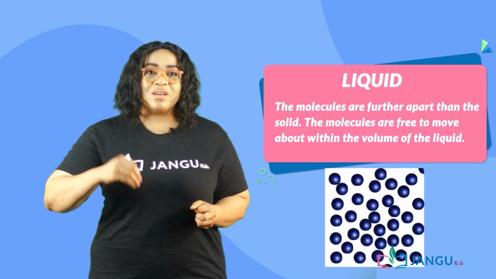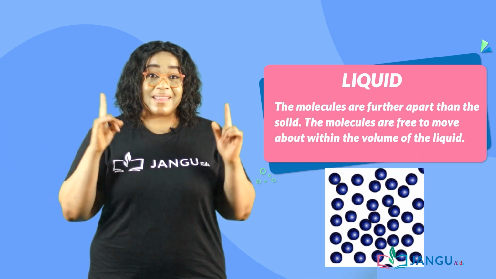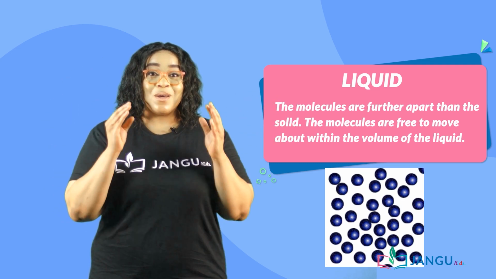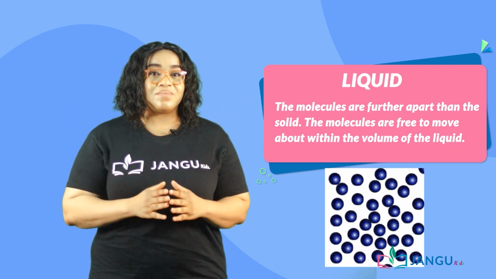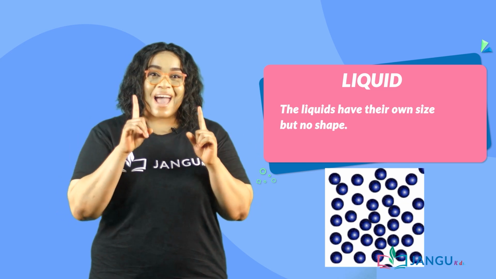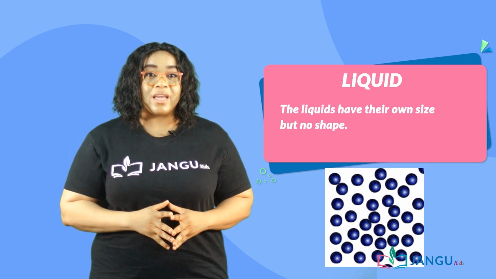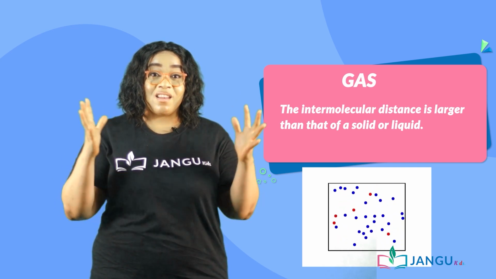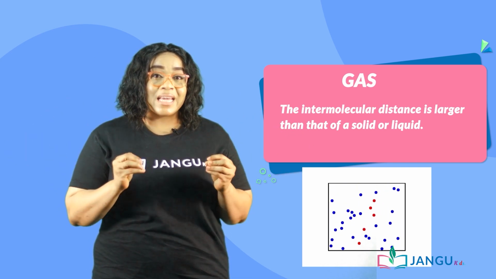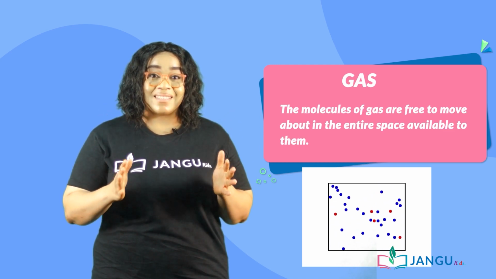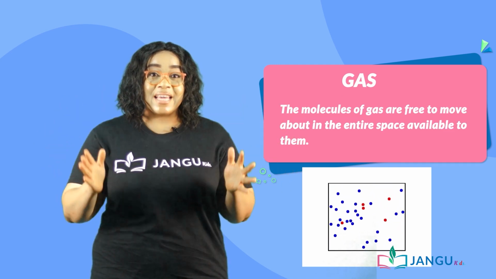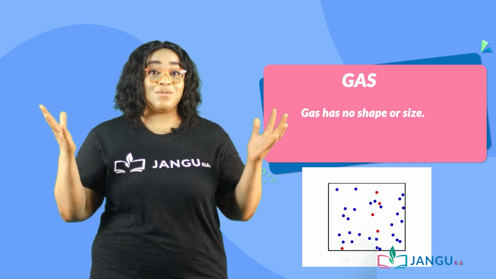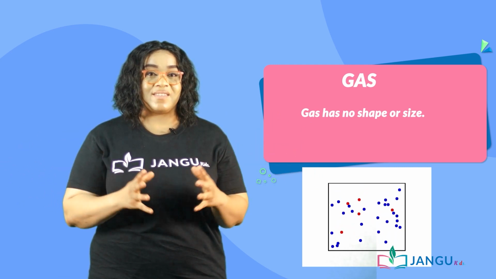In a liquid, the molecules are further apart than the solid. The molecules are free to move about within the volume of the liquid. Hence, the liquids have their own size but no shape. In the case of gas, the intermolecular distance is larger than that of a solid or liquid, and the molecules of gas are free to move about in the entire space available to them. Hence, gas has no shape or size.